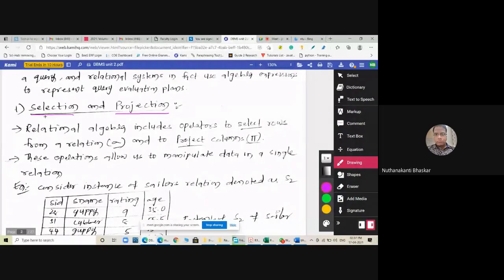Selection is what you are going to select the particular tuples, nothing but records in a table, rows in a table. Using selection operation, we are going to select the rows in a table. Selects rows from a relation or table. The representation is sigma.